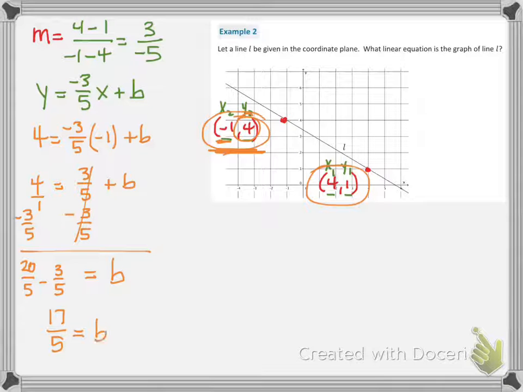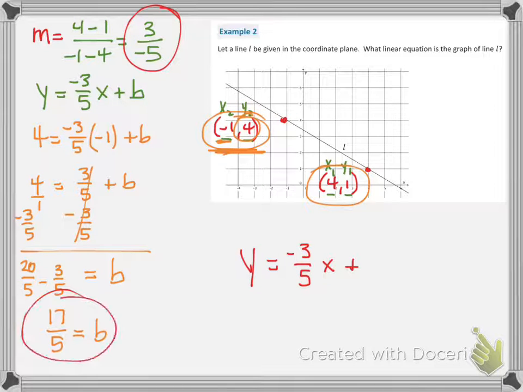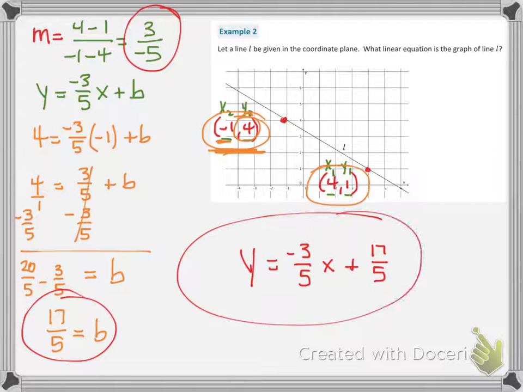That's my y-intercept. That's where this line is going to cross the y-axis. So now I can write my equation, and it's y equals, whatever my slope is, well, my slope we found was -3/5, times x, plus whatever the y-intercept is, and we found that to be 17/5. So there's my equation for that line. Okay, 17/5, if I change that to a mixed number, that would be 3 2/5. And if we look at where it crosses the y-axis, it looks like that's about right, 3 2/5.